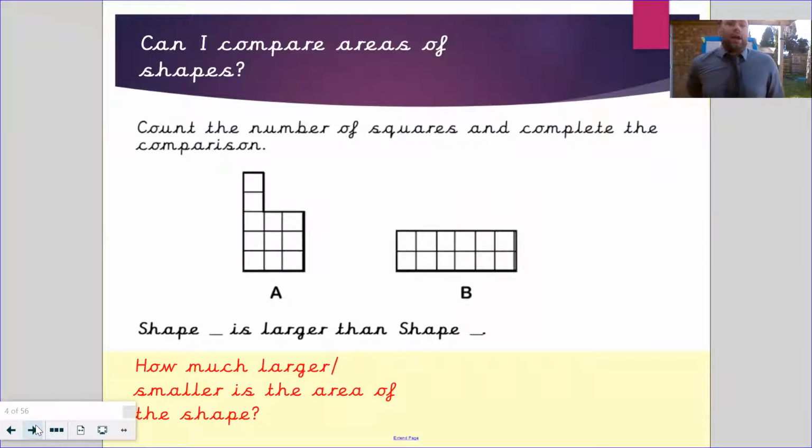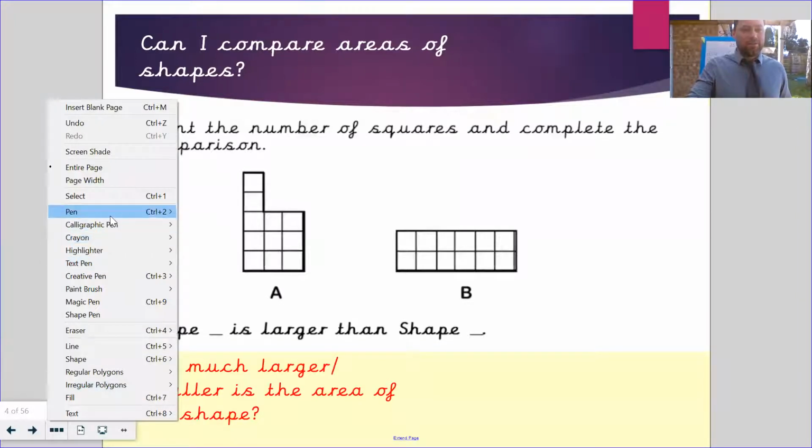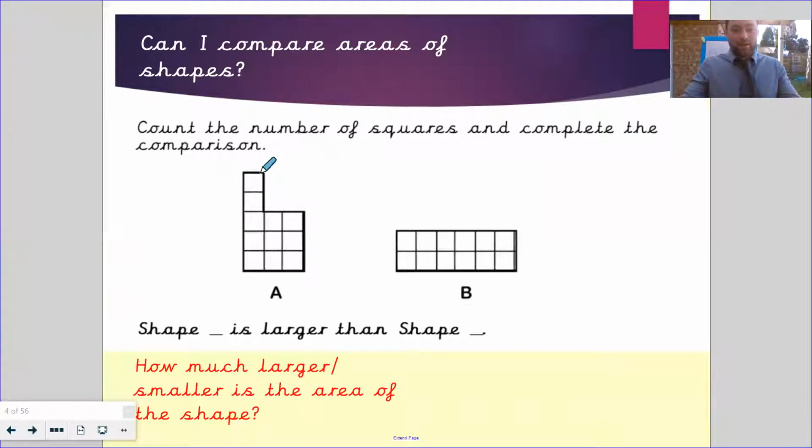Okay. When we compare area, an easy way for us to do it is obviously to count the squares, and then we complete the comparison. Which shape is larger than the other shape? So let's count the squares on our shape A first. We have 1, 2, 3, 4, 5, 6, 7, 8, 9, 10, 11. So there are 11 squares in shape A. So that has an area of 11.